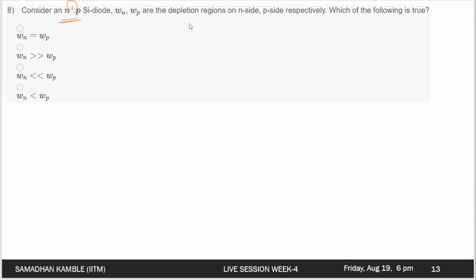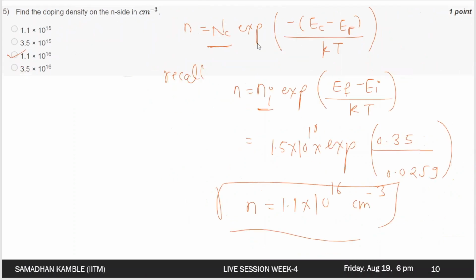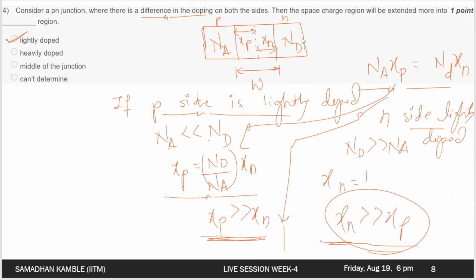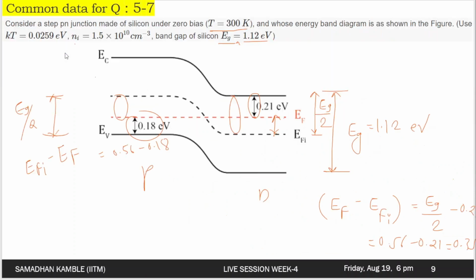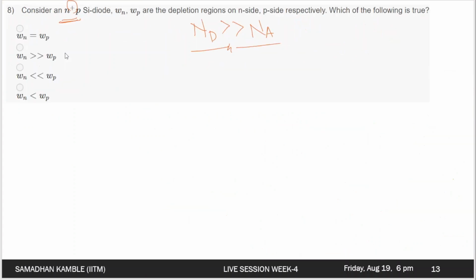So the donor concentration is quite a bit higher than the acceptor concentration here. And we saw that the depletion region, the space charge region, will extend more into the lightly doped side. We know the P side is lightly doped here, and the relation I have also written. So which of the following options do you think is the correct option? Can I have at least one or two answers?